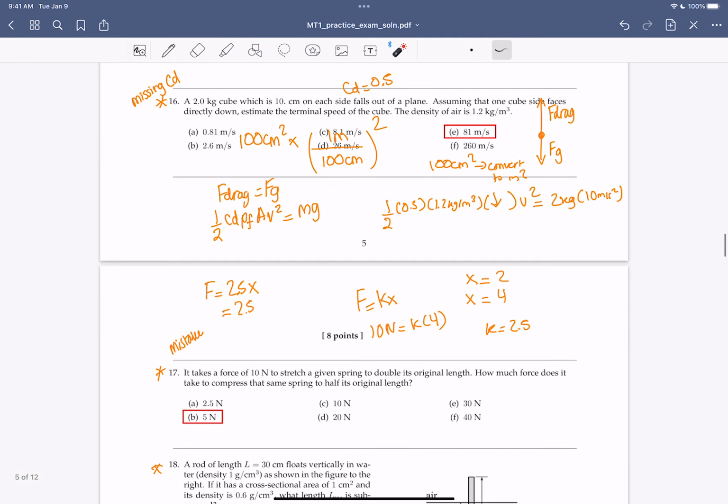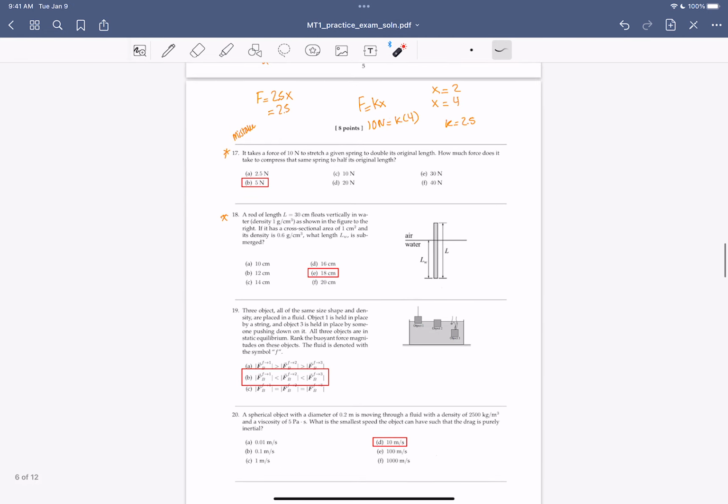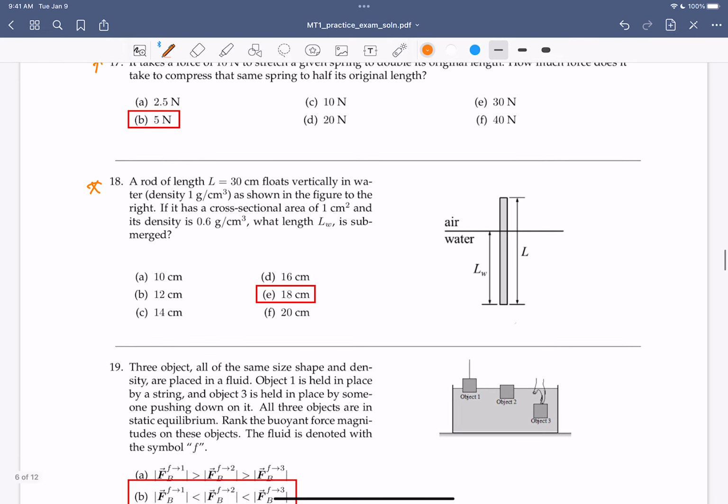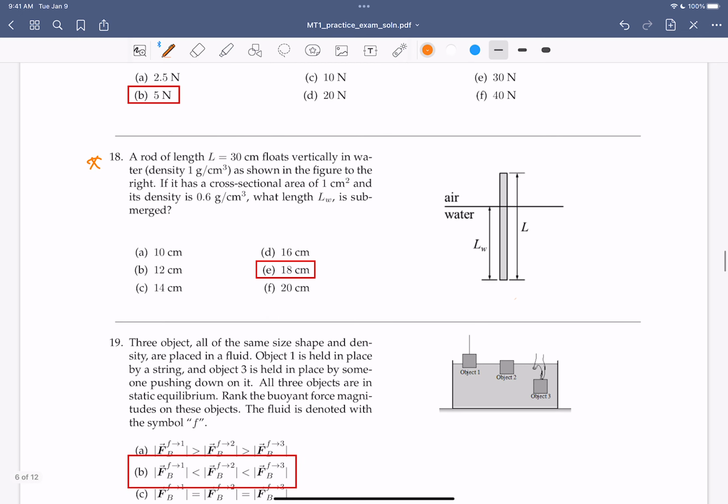We'll hop to 14, but I will take care of 18 first because another student had asked for 18 before. I just want to make sure that I'm addressing everyone.